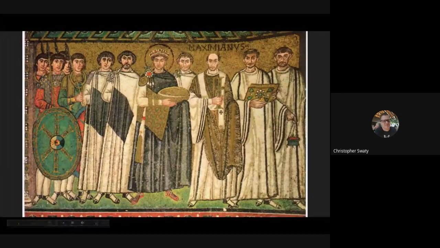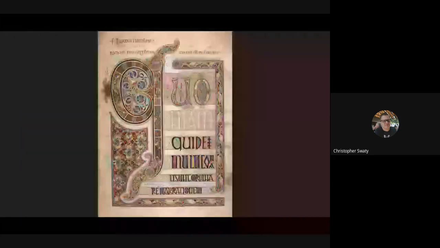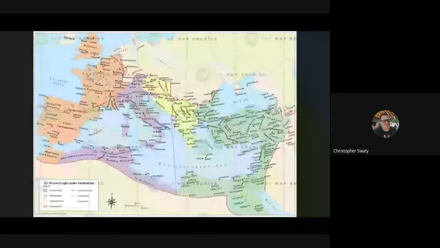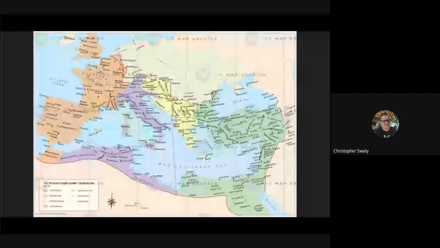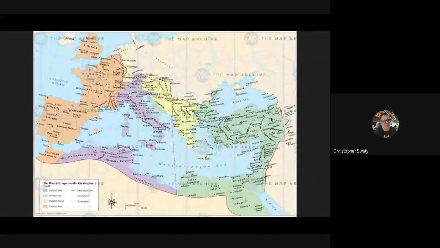So I want to go back to the map here. So originally, Rome's in Italy, and kind of expands out from this. Well, Justinian ends up moving, I believe it's Justinian, one of the emperors ends up moving the capital of Rome over here, and I can't find where they moved that capital to. But if you look at this area of the world, this is like Turkey. This is the Middle East over here.